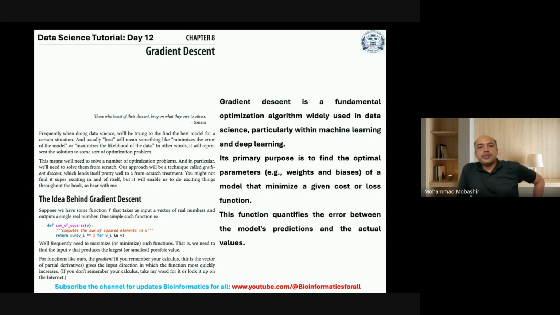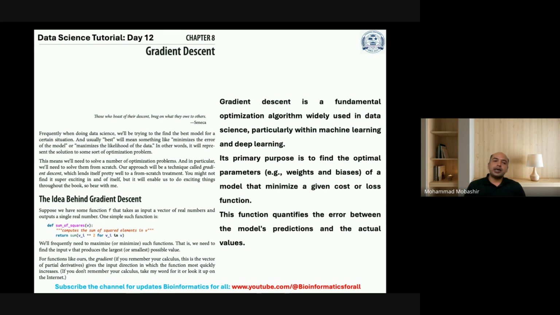So here I will be discussing gradient descent, which is a fundamental optimization algorithm and is widely used in data science, particularly within machine learning and deep learning. Its primary purpose is to find the optimal parameters, that is weights and biases, of a model that minimize a given cost or loss function. This function quantifies the error between the model's prediction and the actual values.